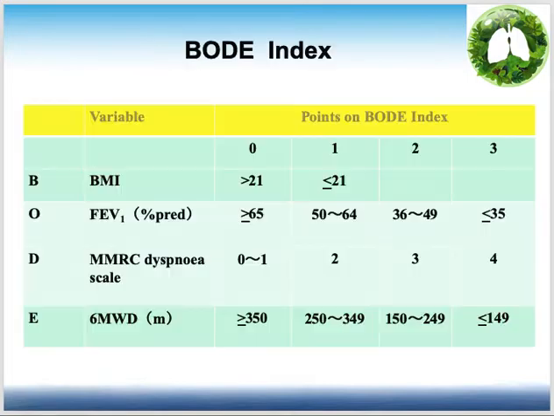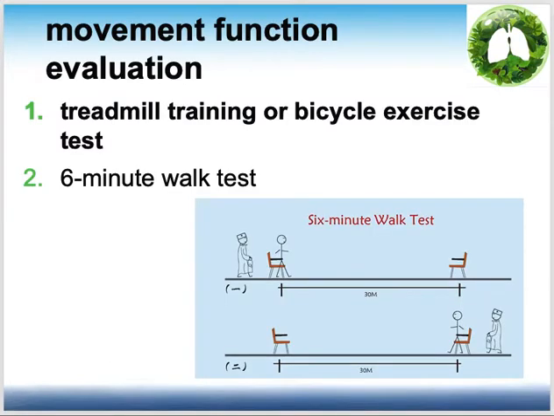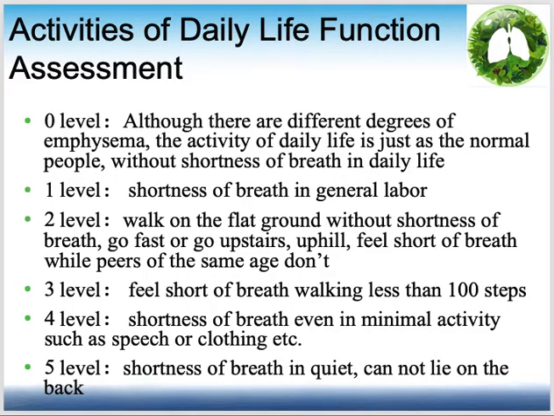So anyhow, of course you have done these things. How the BODE index is calculated is given over here. Okay, and this one is the movement function evaluation. They can ask the patient to do a treadmill training or bicycle exercise test, or they do a 6-minute walk test, right? Just to see when the patient becomes dyspneic. Okay, so these are the activities of daily living assessment.